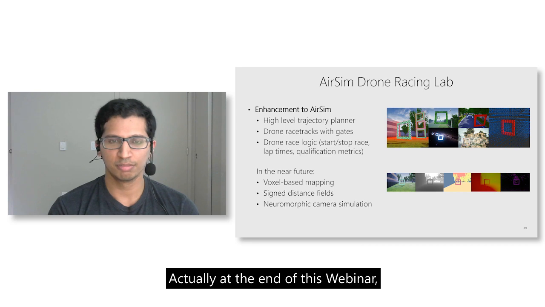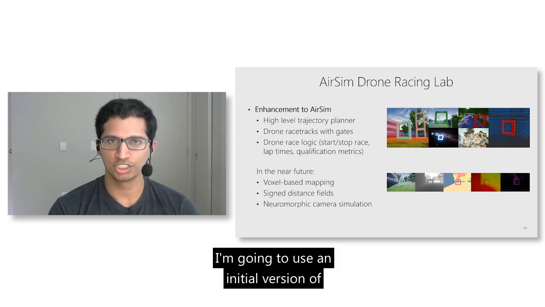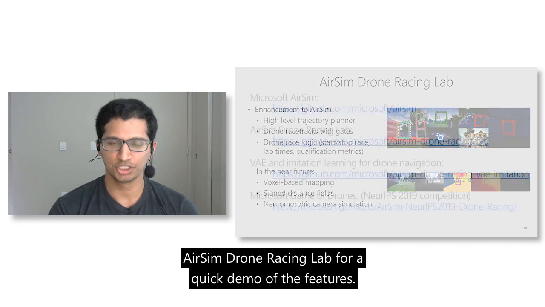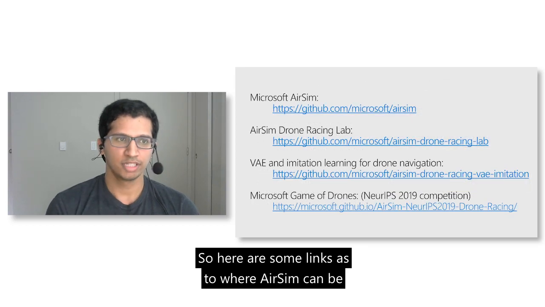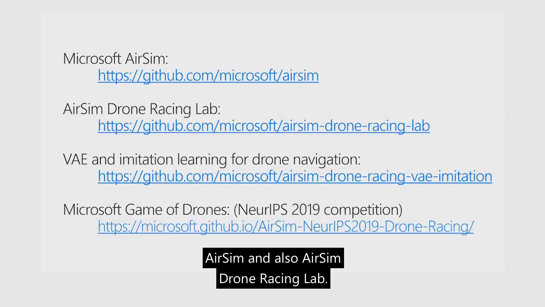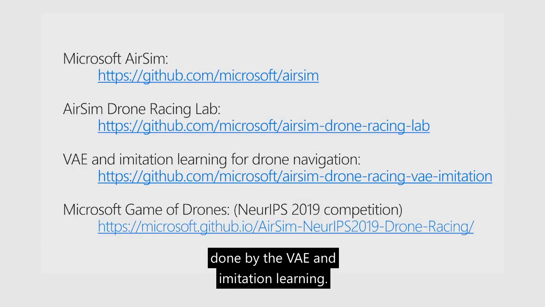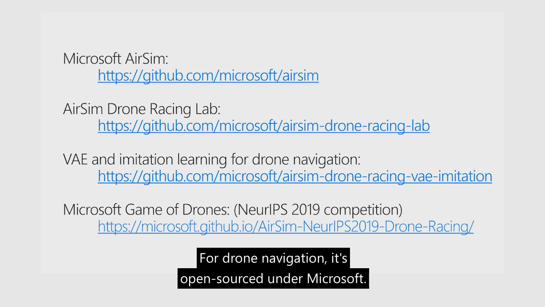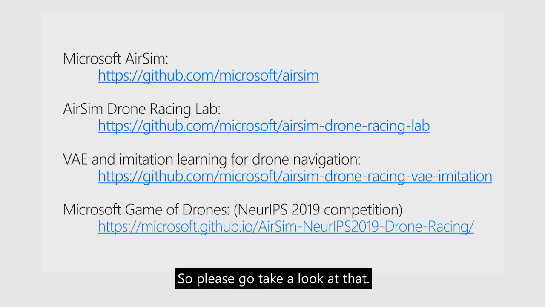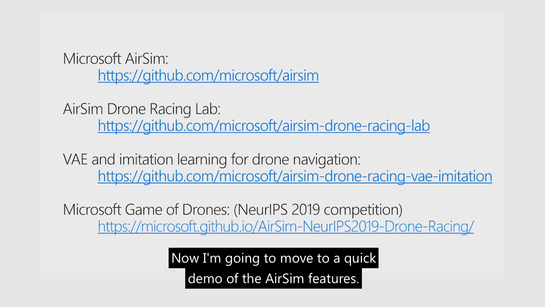And actually at the end of this webinar, I'm going to use an initial version of AirSim Drone Racing Lab for a quick demo of the features. So here are some links as to where AirSim can be found and all the documentation for AirSim, and also AirSim Drone Racing Lab. As I mentioned, the work that was done with VAE and imitation learning for drone navigation is open sourced under Microsoft, so please go take a look at that. And if you need more information on the Game of Drones competition, there's a website for that as well. And now I'm going to move to a quick demo of the AirSim features.